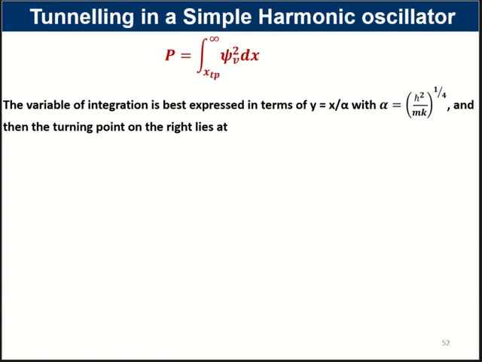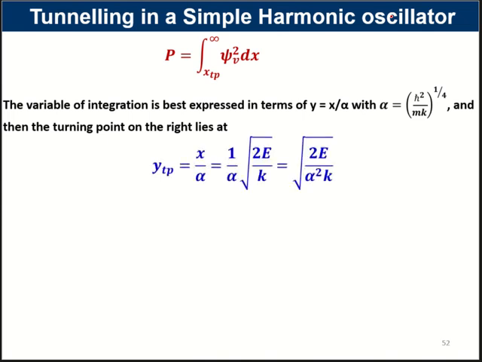So this integration is best expressed in this way. We can write the wave function. We already know the expression for the wave functions in terms of Hermite polynomial, Gaussian function, and alpha, we have defined the factor which was there, and so we can write it in another way. The same equation in x and y, rearranging in terms of alpha, we can write the y turning point, the value of y at the turning point, which is x by alpha, and so you will have 2E by alpha square by k.